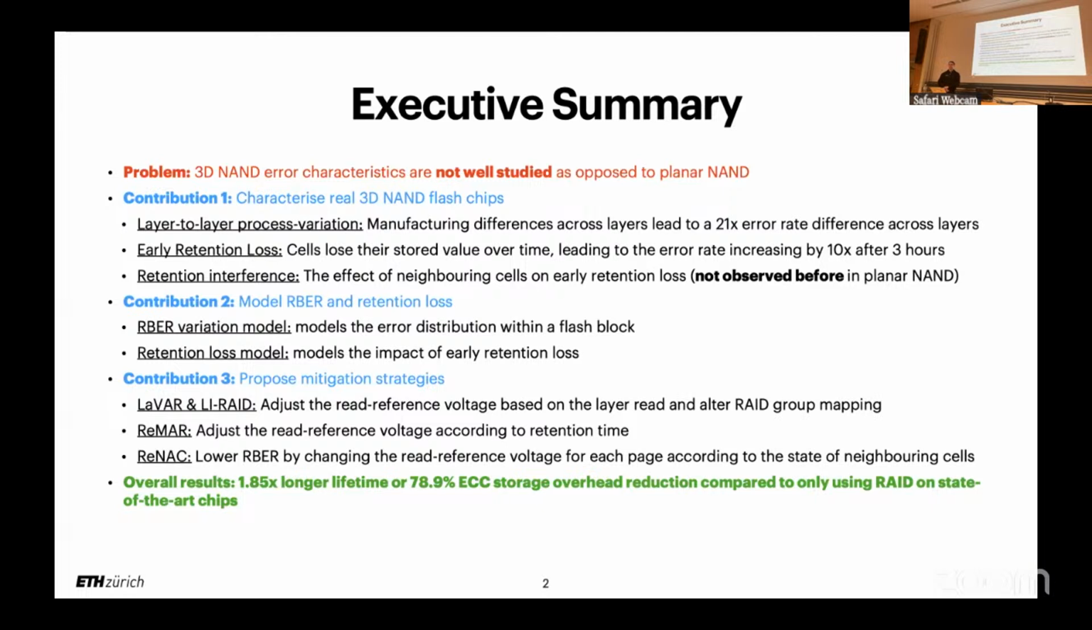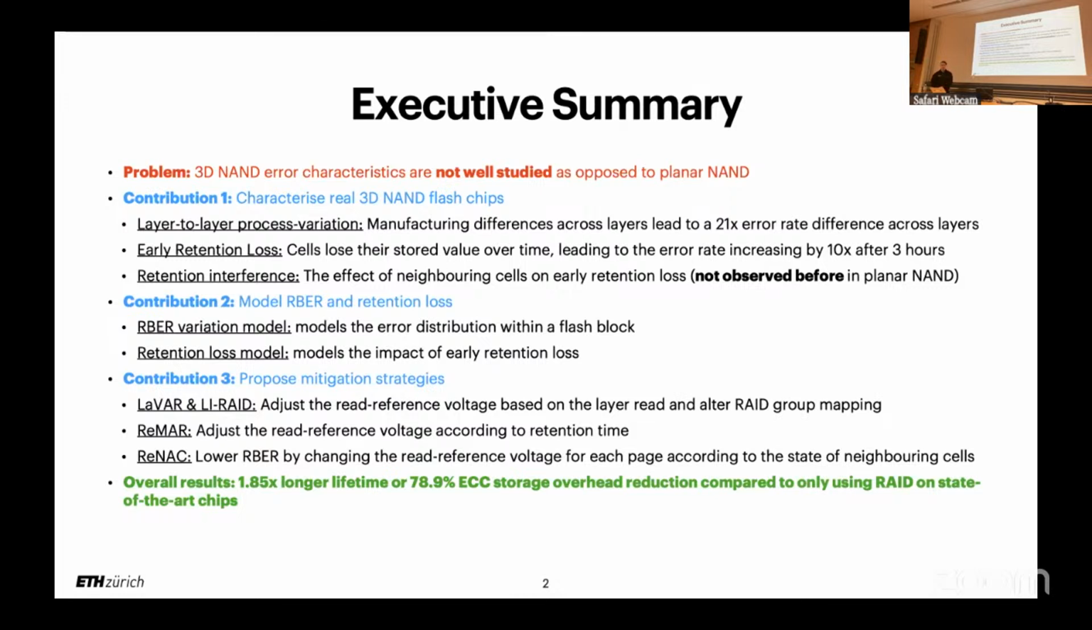First, the problem identified by the paper is that 3D NAND error characteristics have not been well studied as opposed to in planar NAND. In planar NAND, we basically would organize the memory cells in a two-dimensional grid, and in 3D NAND, we'd basically stack them on top of each other. So this is kind of how you can imagine it.